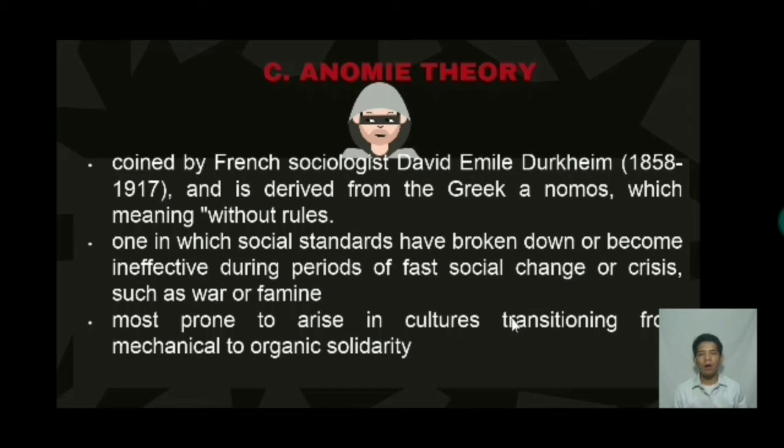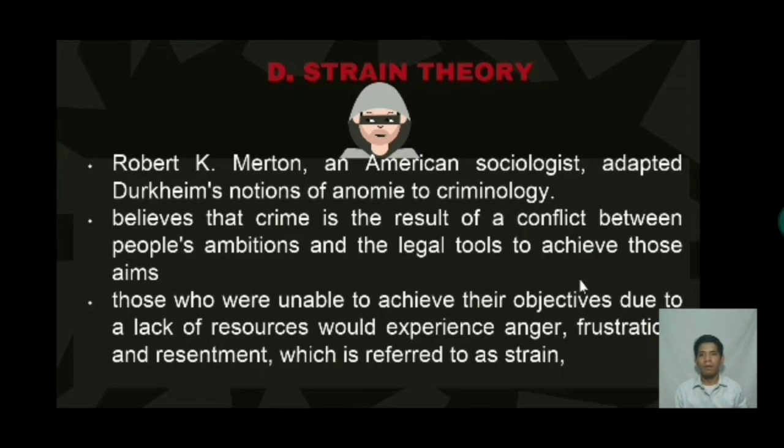Anomie theory states that a person has the freedom to choose to do criminal activity because there are no rules at all to be followed, which leads people to commit a crime. So that's anomie theory. Next, we have strain theory.